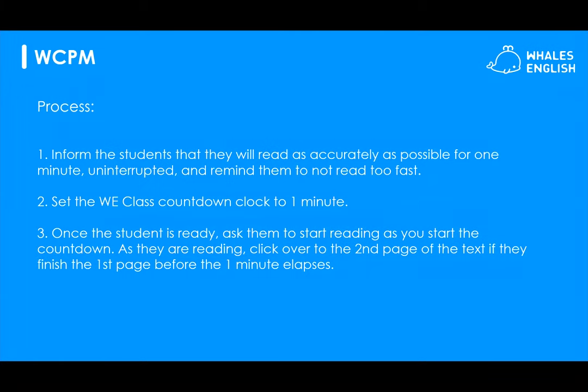Process. First, inform the students that they will read as accurately as possible for 1 minute, uninterrupted, and remind them to not read too fast. Second, set the class countdown clock to 1 minute. Third, once the student is ready, ask them to start reading as you start the countdown. As they are reading, click over to the second page of the text if they finish the first page before the 1 minute elapses.